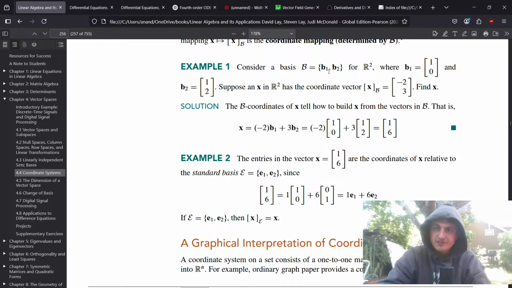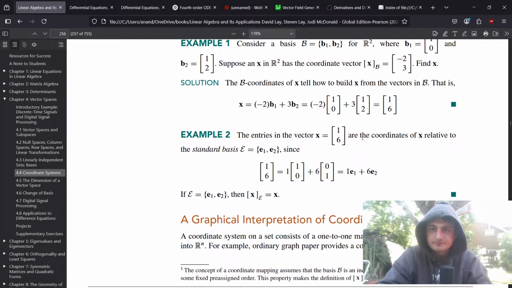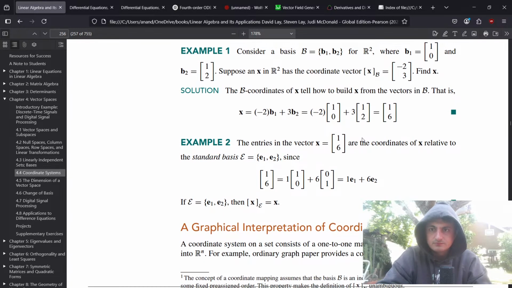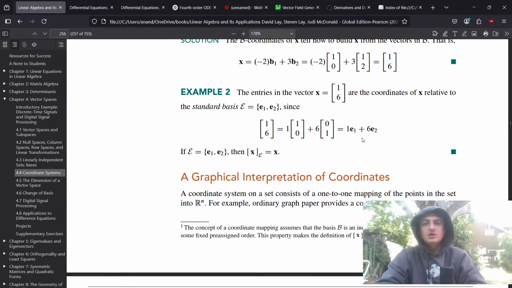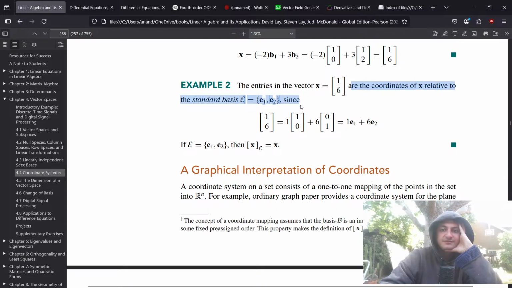Okay, consider a basis B for R2. Suppose that x in R2 has the given coordinate vector. Find x. So what you're going to do here is just do the matrix multiplication, or the minus 2 times b1 plus 3 times b2. The entries in the vector x are the coordinates of x relative to the standard basis.